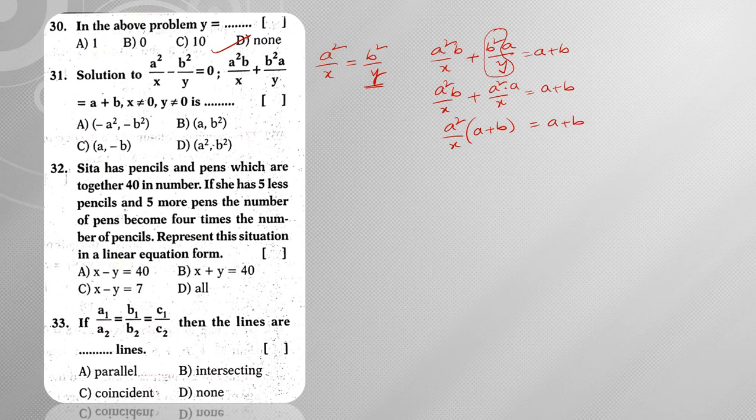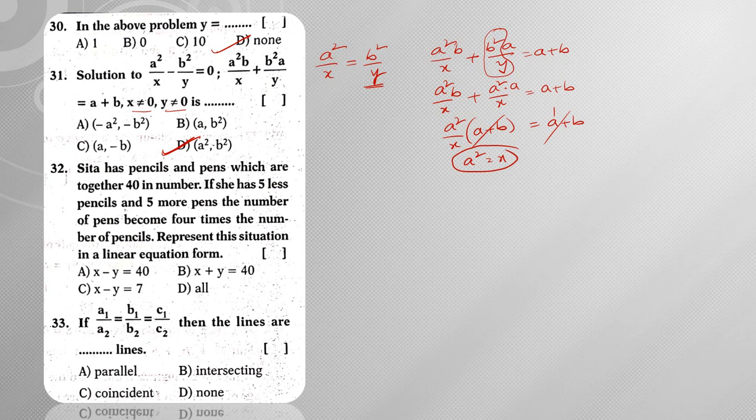Now since x is not equal to 0, y is not equal to 0, here a plus b cancels one time. So from this, a square is equal to x. Hence the value of x is a square. So among the options, option D would be my answer.